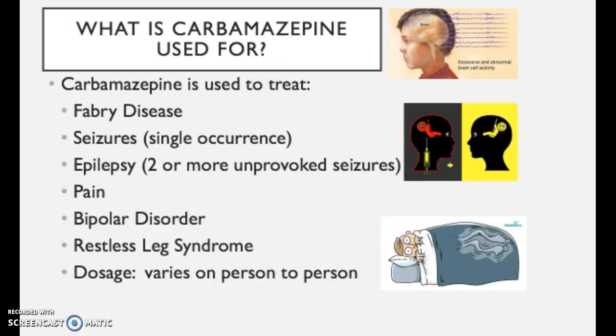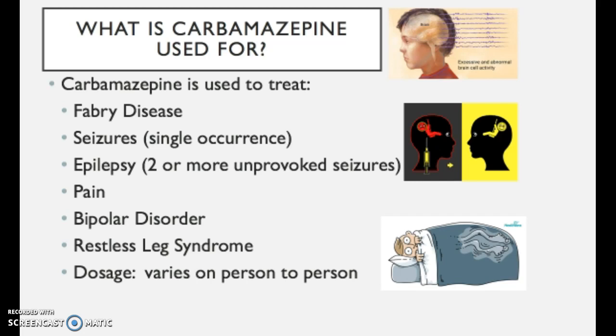What is carbamazepine used for? It's used to treat Fabry's disease, a lysosomal storage disorder. It is also used to treat seizures and epilepsy. Both are a type of brain dysfunction that cause episodes of abnormal electrical activity of the brain. The difference between these two is that a seizure is differentiated as a single occurrence, whereas epilepsy is said to be two or more unprovoked seizures.